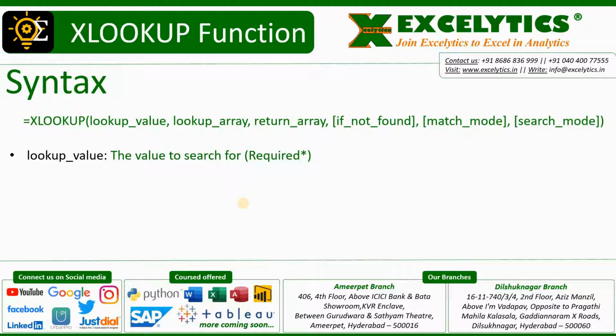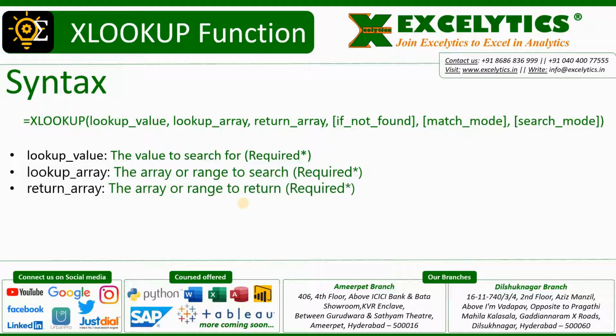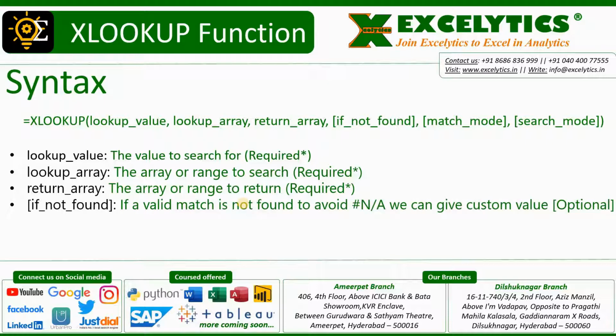So the first one is lookup value. Here we need to give the value for which we want to search. Okay, and then lookup array. This is an array we need to select, in which our lookup value is available. Okay, and the third one is return array. This is the result array in which our result will be available. Okay, and the next ones are optional arguments. The first three are compulsory arguments which must be given in order to use XLOOKUP.